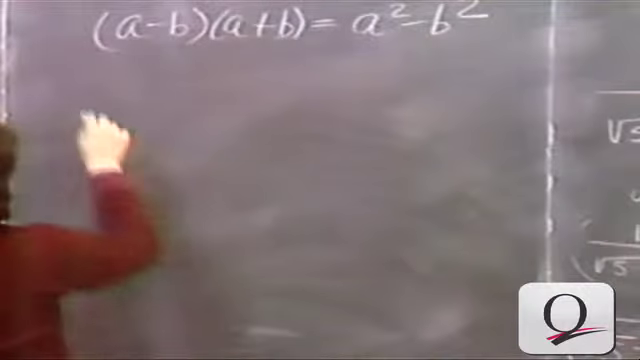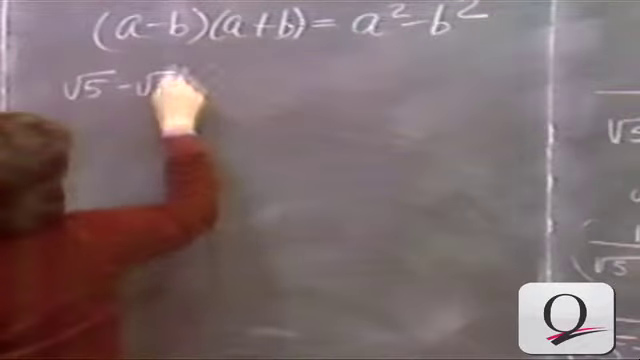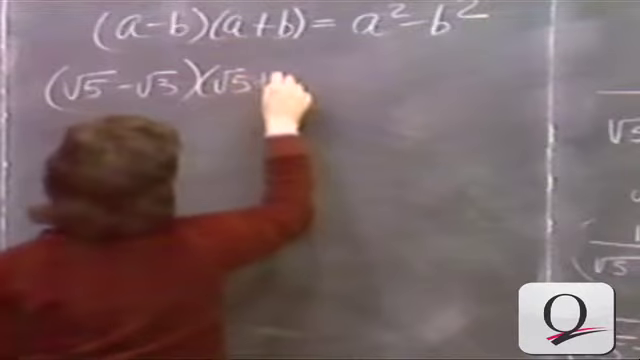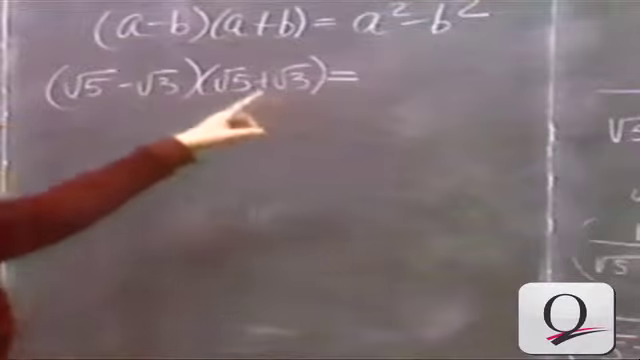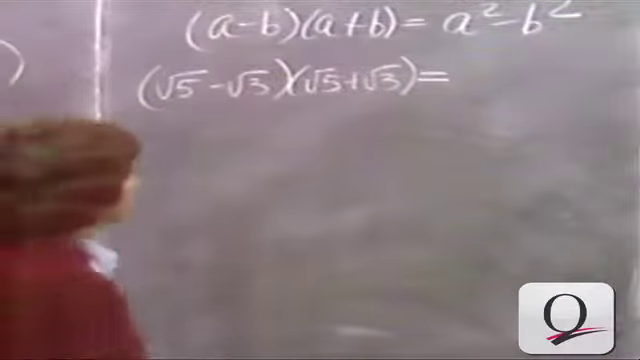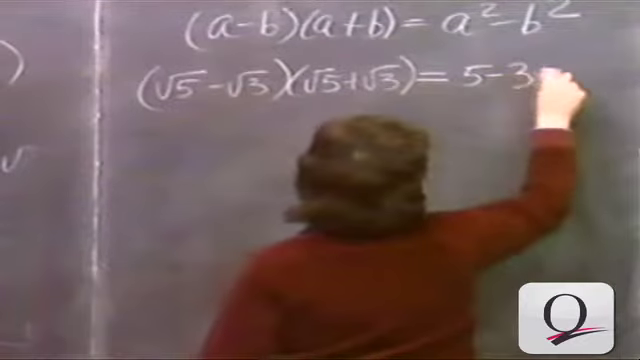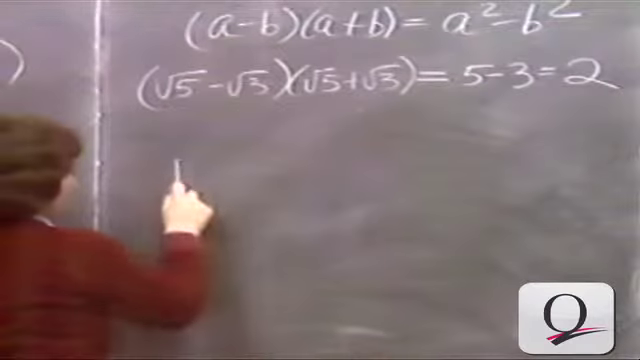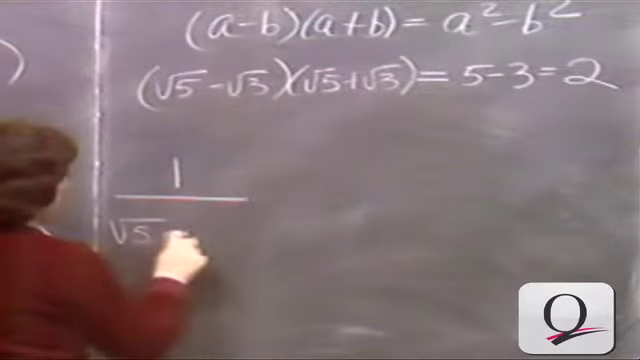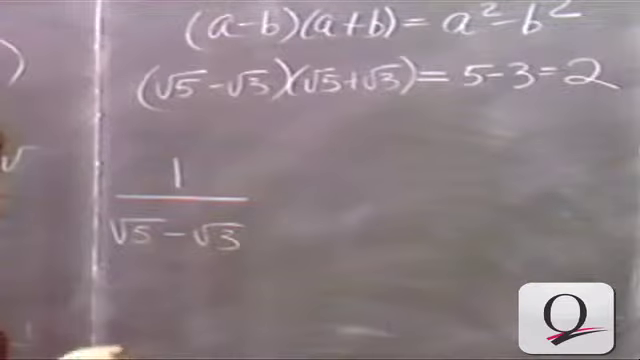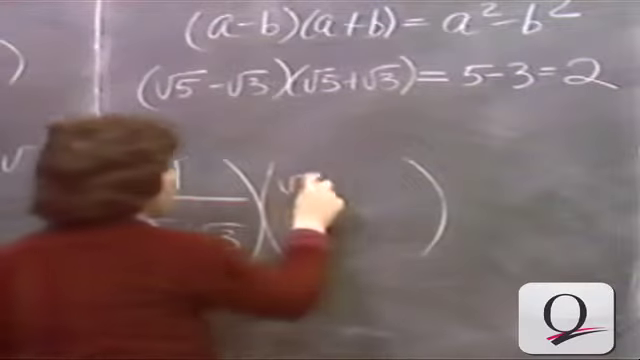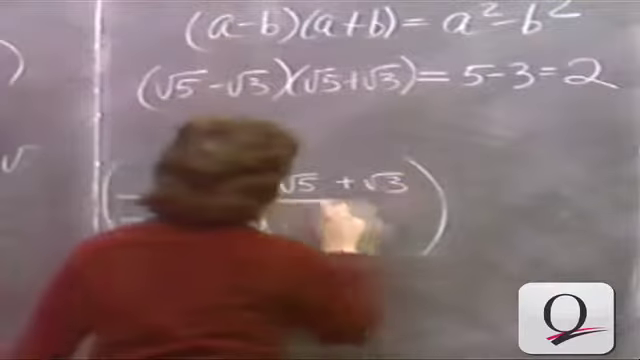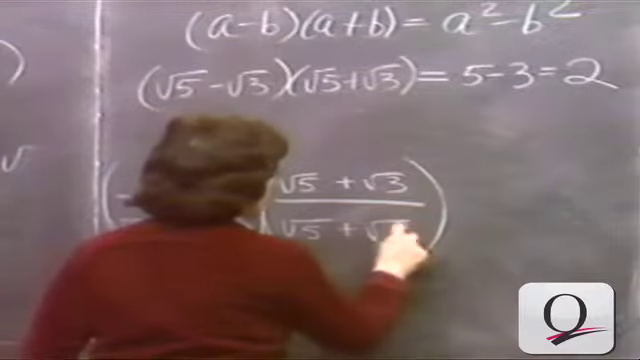If you remember a little earlier today, we had the square root of 5 minus the square root of 3 times the square root of 5 plus the square root of 3. And the answer came out, this was the difference in two numbers times the sum of two numbers. We got the first number squared minus the second, so we got 5 minus 3, or 2. And this is what we're going to use in rationalizing the denominator. We're going to take 1 over the square root of 5 minus the square root of 3, and we're going to multiply numerator and denominator by the same quantity, and the quantity is going to be the square root of 5 plus the square root of 3 over the square root of 5 plus the square root of 3.